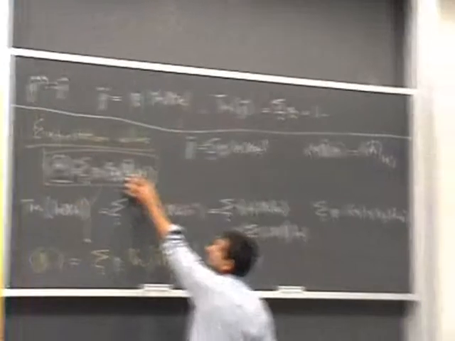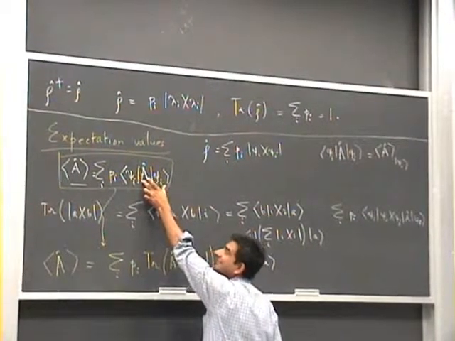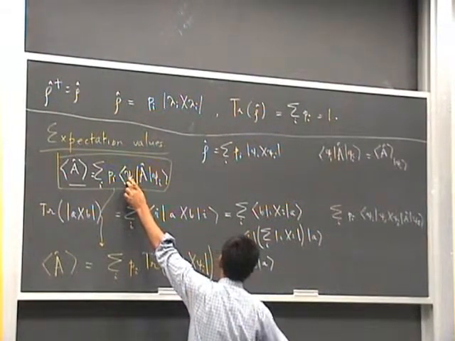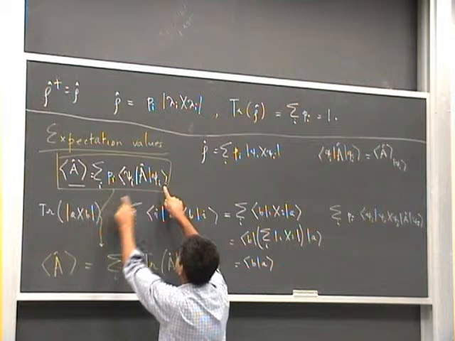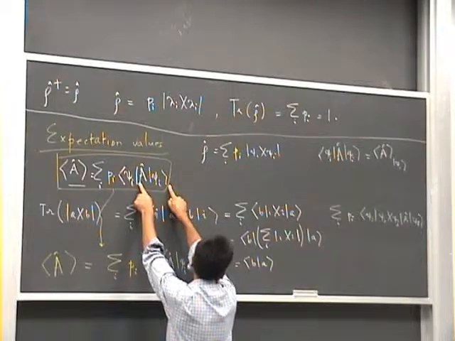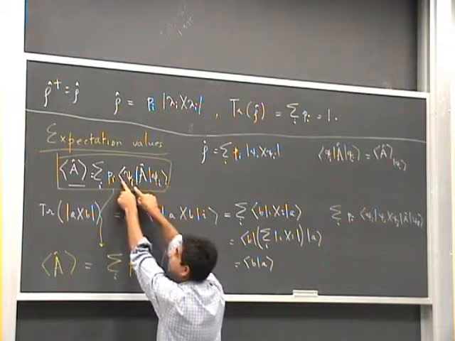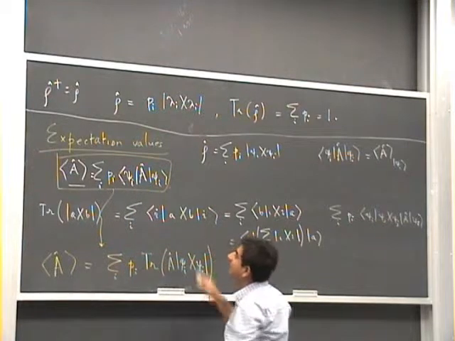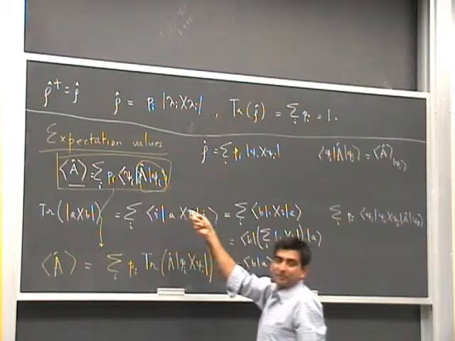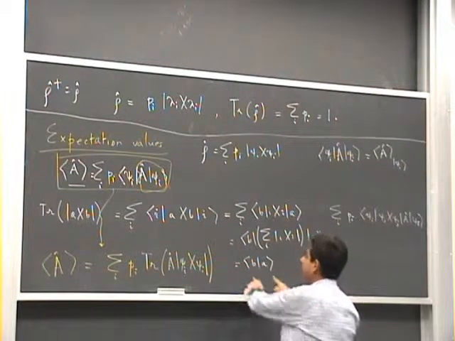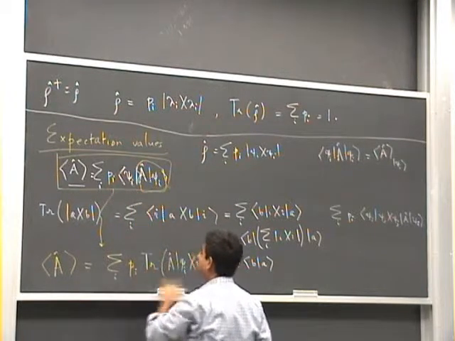This is a ket. This is a bra. So this is my A, right? And this is my B. This is one ket, and this is the dual of this ket. So I've used this formula and I've written this expression in this form.